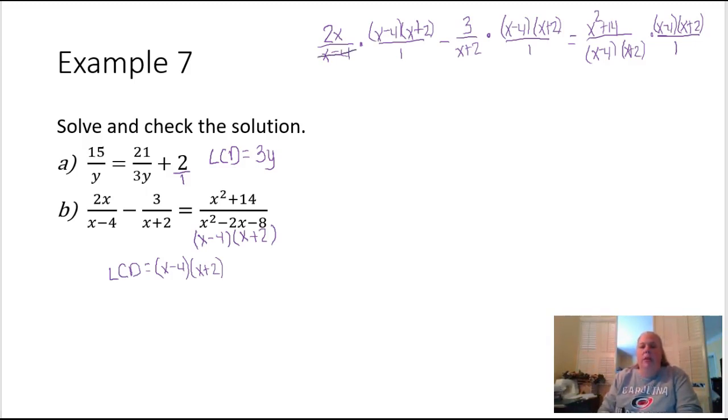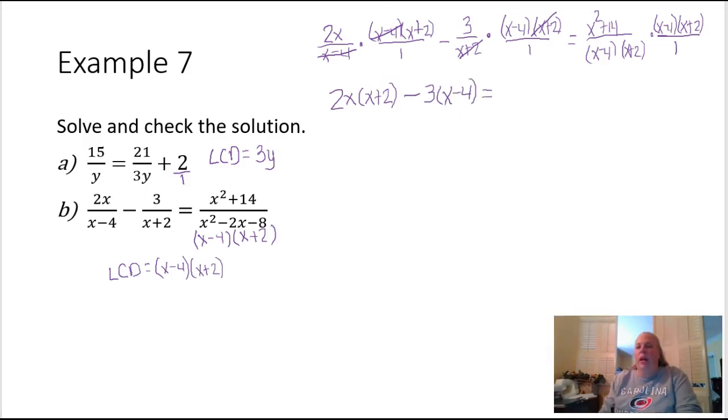So the denominator x minus 4 will cancel with part of the numerator x minus 2. That's going to leave me with 2x times x plus 2, and all that's over 1. In our next term, the x plus 2 will cancel out with the x plus 2. That leaves me with minus 3 times x minus 4, and all of this is over 1.